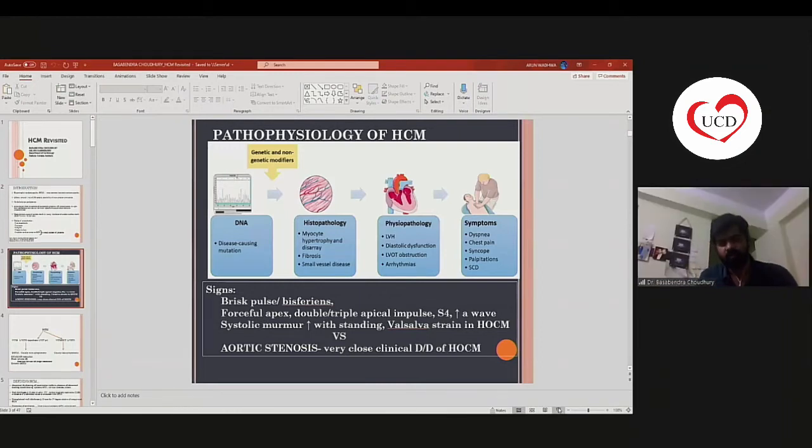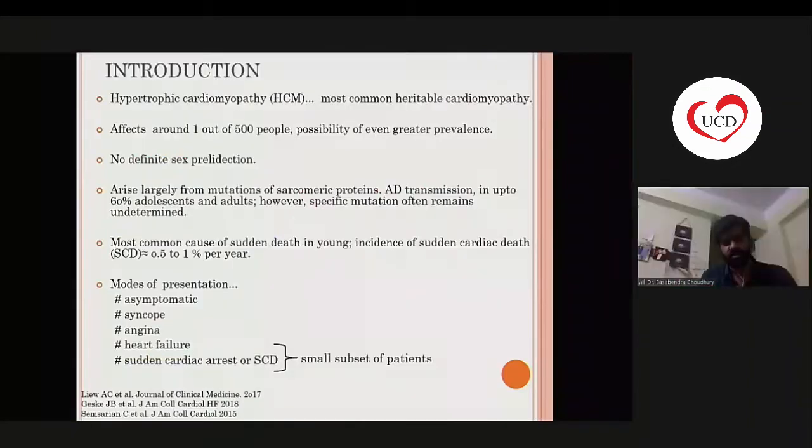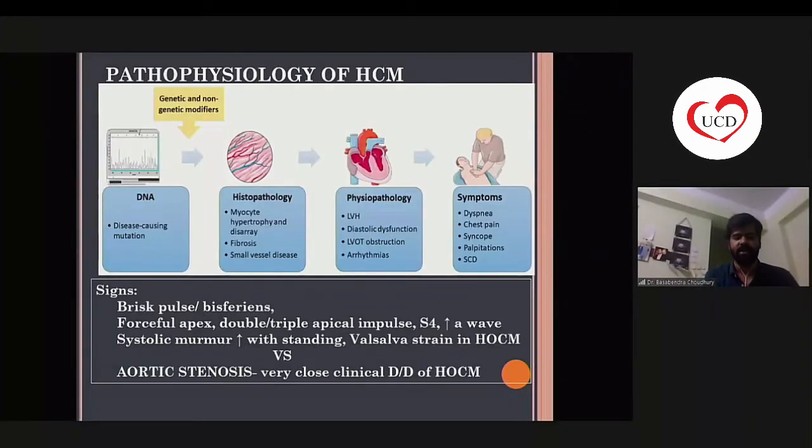Yeah, full screen view. So if you look at the pathophysiology of HCM, due to the disease in sarcomeric proteins and non-genetic modifiers, there is myocyte hypertrophy and disarray. This leads to fibrosis and also small vessel remodeling, resulting in small infarcts and further fibrosis. The resultant is LVH, diastolic dysfunction, LVOT obstruction due to a thickened septum, and various forms of arrhythmias. All this combines to produce symptoms like dyspnea, which may result in heart failure, chest pain, syncope, palpitations, and obviously the dreaded complication of sudden cardiac death.